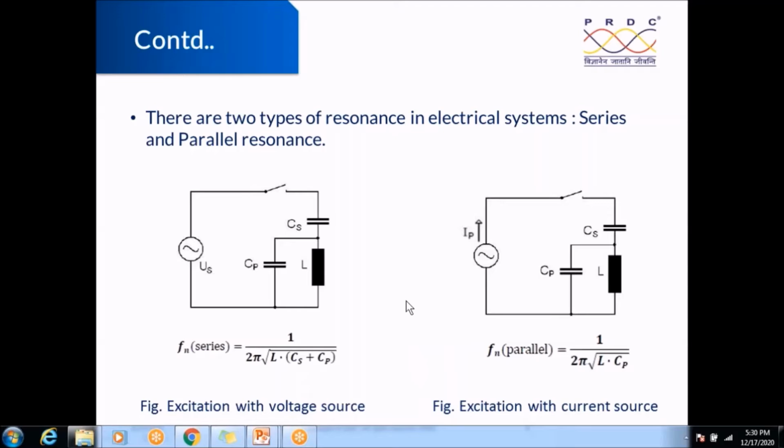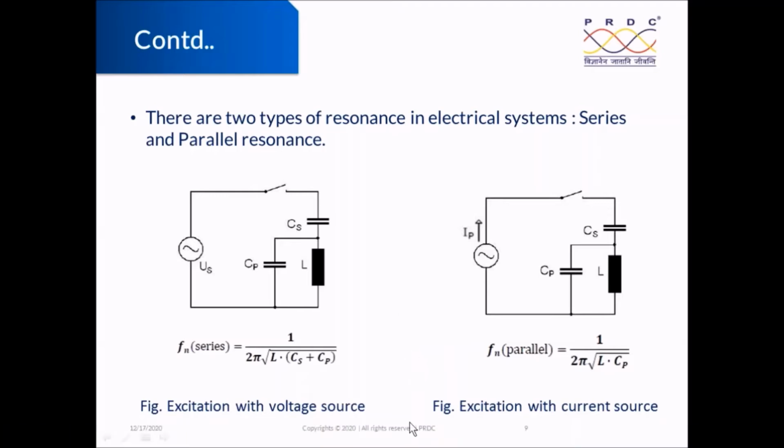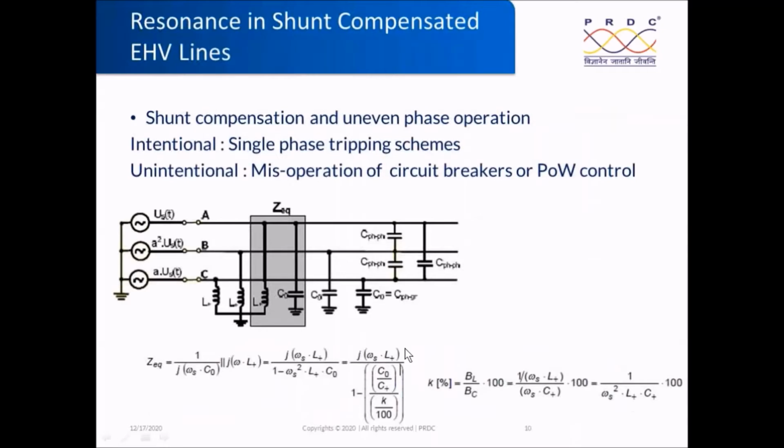Unintentionally, there can be a misoperation of circuit breakers. For example, in EHV systems we use the single pole breaker concept, meaning each pole has an independent mechanism to operate. So definitely we cannot close them simultaneously, and there may be a delay. And if there is any problem on the mechanical side, a pole may get stuck. This can cause this uneven phase operation.